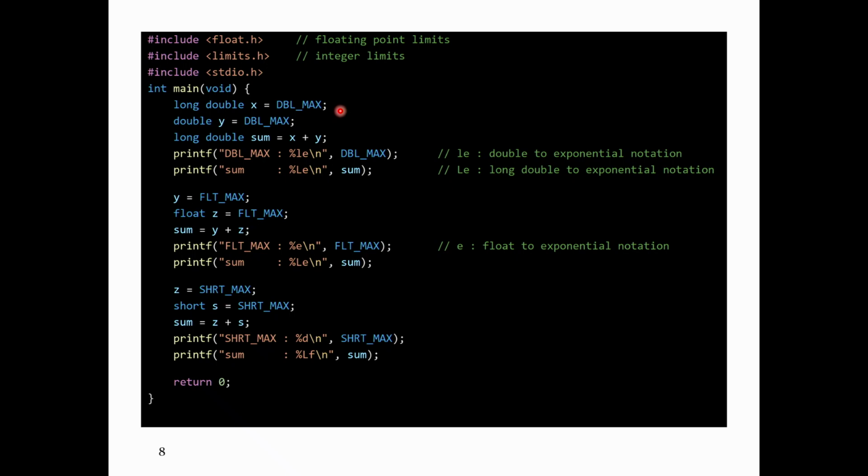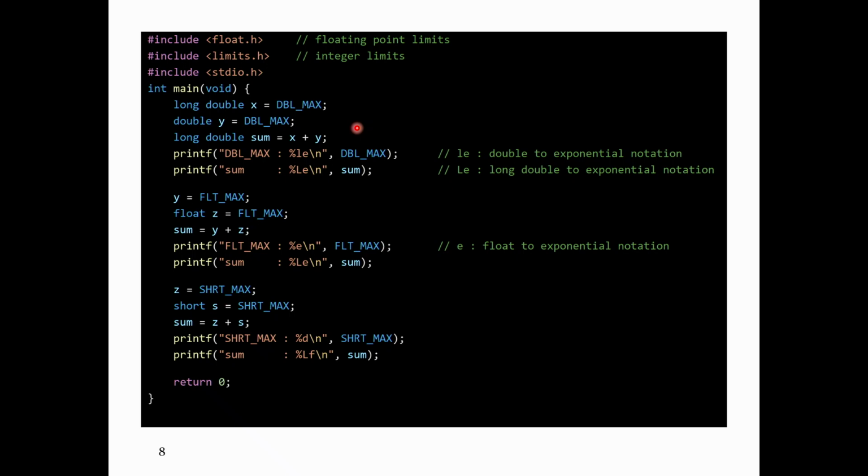All right, so let's take this part line at a time. I've got x, which has type long double, and y has type double, and I'm going to add them together. I'm going to store the result in a long double to make sure that I can store the result, right? Well, hopefully I can store the result.